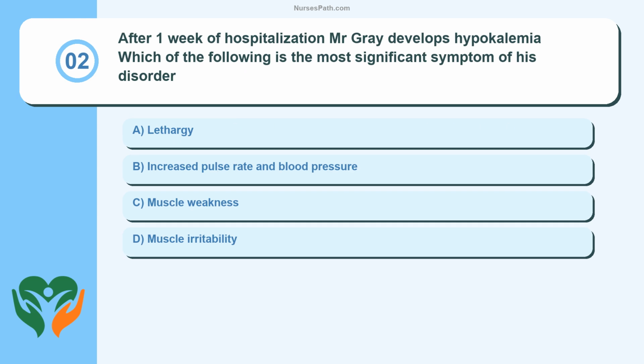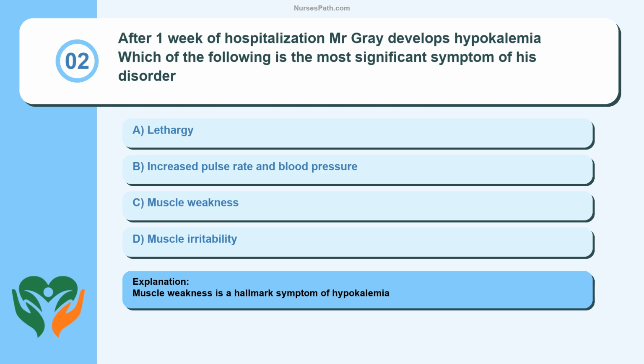Question 2. After 1 week of hospitalization, Mr. Gray develops hypokalemia. Which of the following is the most significant symptom of his disorder? Lethargy. Increased pulse rate and blood pressure. Muscle weakness. Muscle irritability. Muscle weakness is a hallmark symptom of hypokalemia.